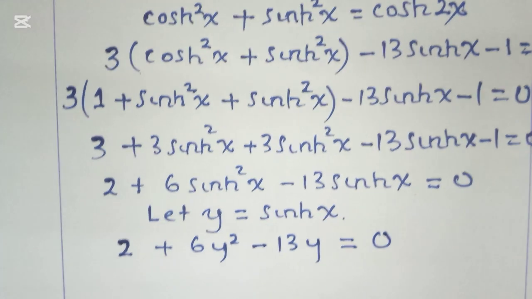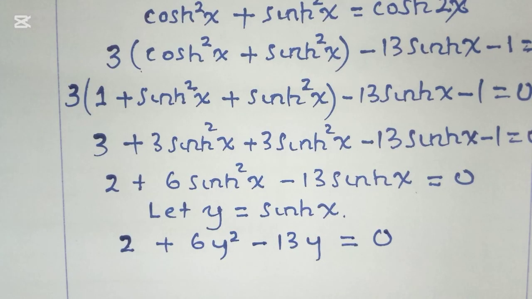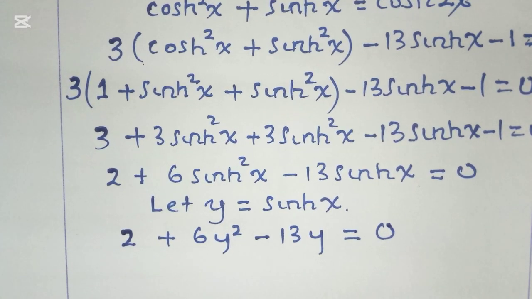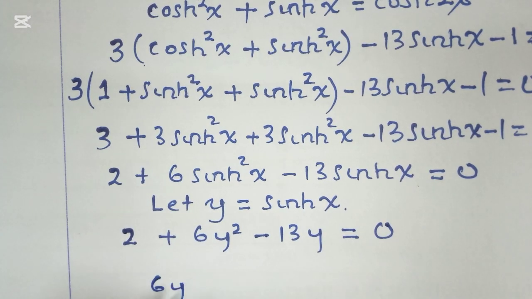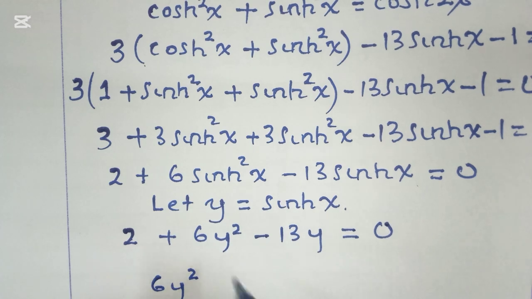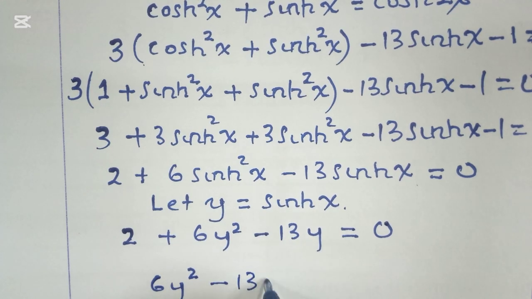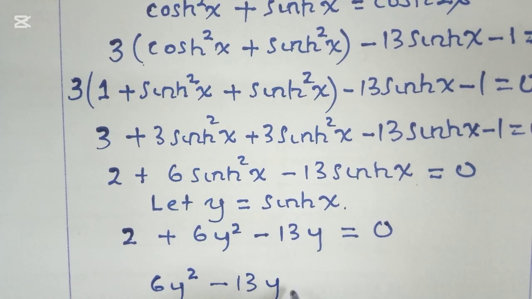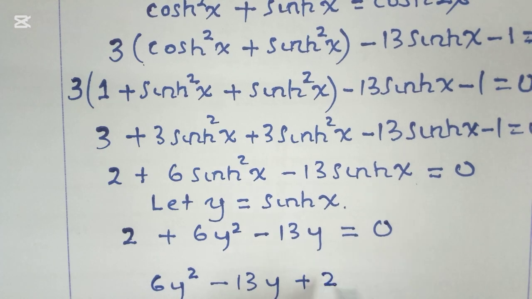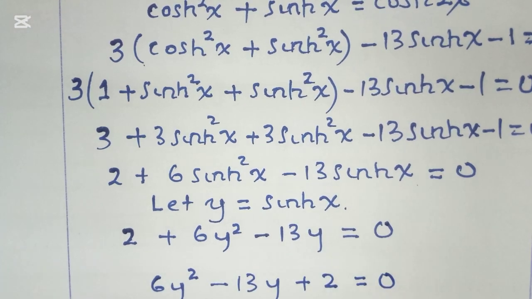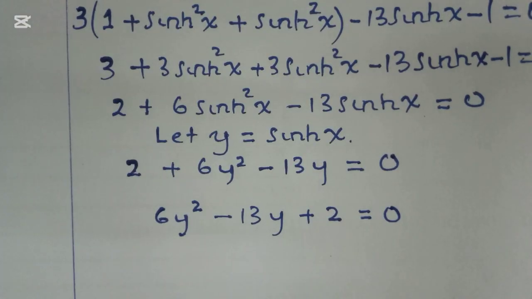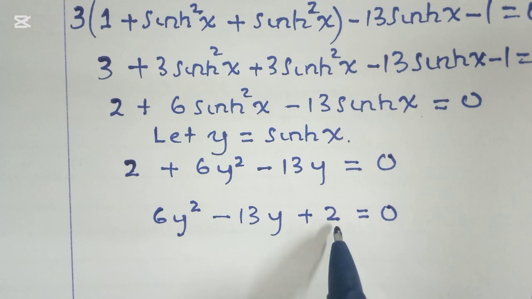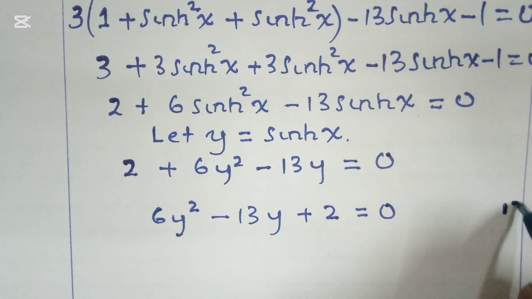So now, guys, we have formed a quadratic equation. We can now rearrange it. And this is how we rearrange it. We start with 6y squared minus 13y plus 2 equals to 0. So that's our quadratic equation, guys. So we solve for y. So we look for two numbers. If you multiply them, you get 12.